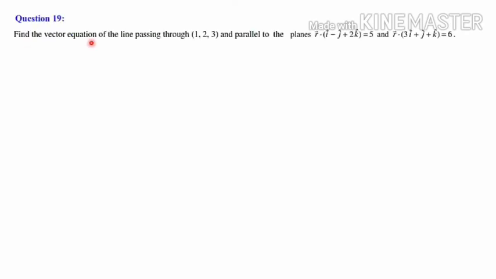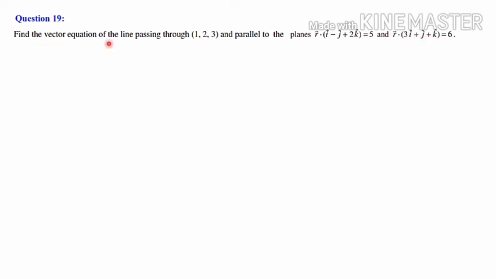Next we shall discuss question number 19. Find the vector equation of the line passing through (1, 2, 3) and parallel to the planes vector r dot (I cap minus j cap plus 2 k cap) is equal to 5, and vector r dot (3 I cap plus j cap plus k cap) is equal to 6.